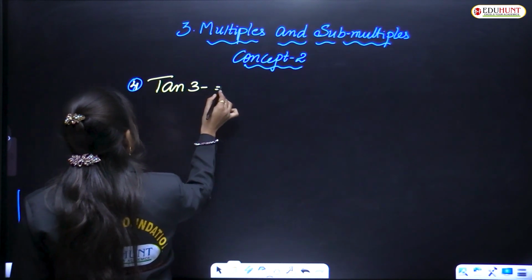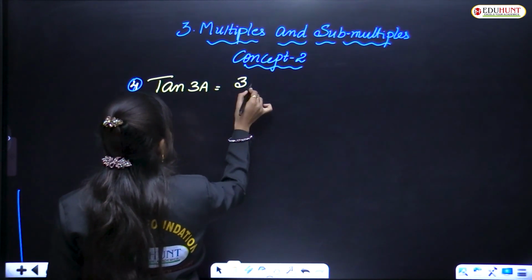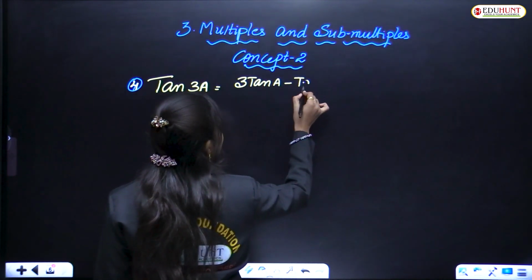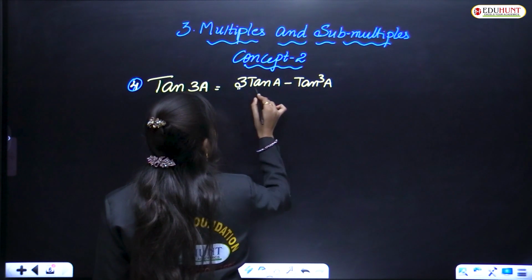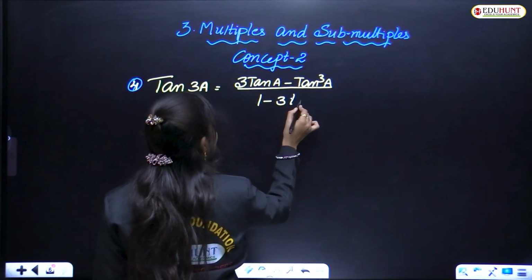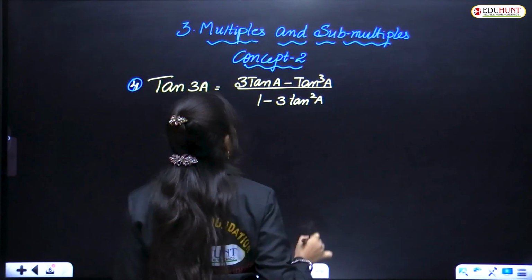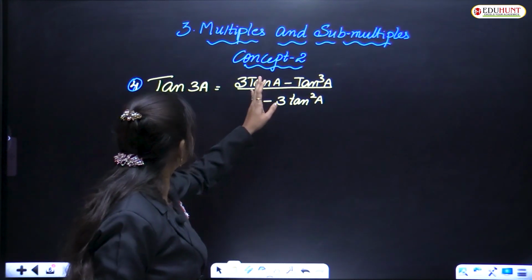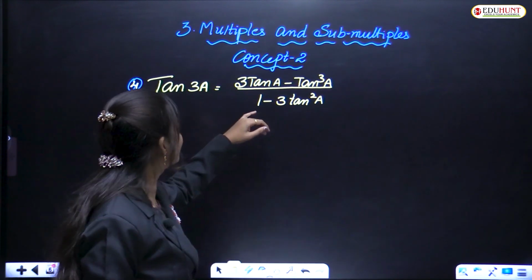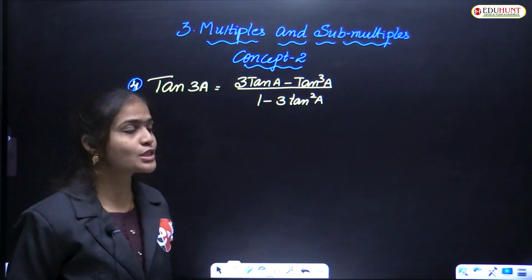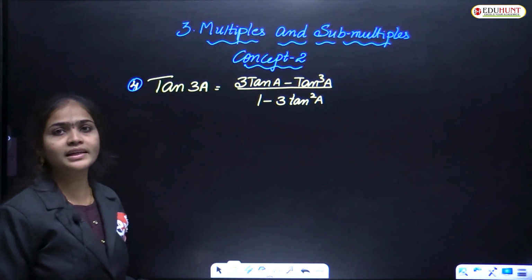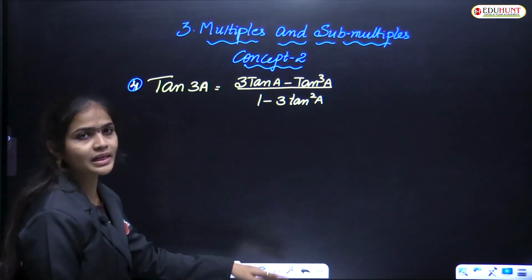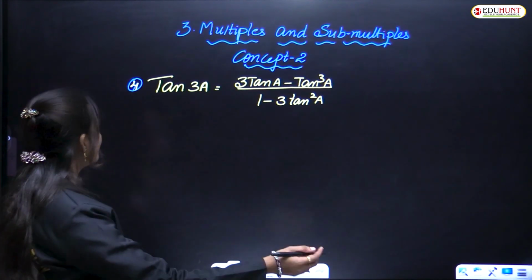Tan 3a is equal to 3 tan a minus tan cube a by 1 minus 3 tan square a. Okay. So what is the formula here? Tan 3a is equal to 3 tan a minus tan cube a by 1 minus 3 tan square a. So this is the formula for tan 3a. Understand? So from this, how we have to prove that LHS is equal to RHS. So let us see that.